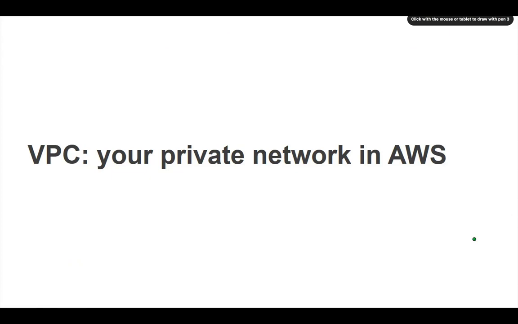So that's it. VPCs is your private network within AWS. Let's have a look inside the VPC now, and let's explore EC2.